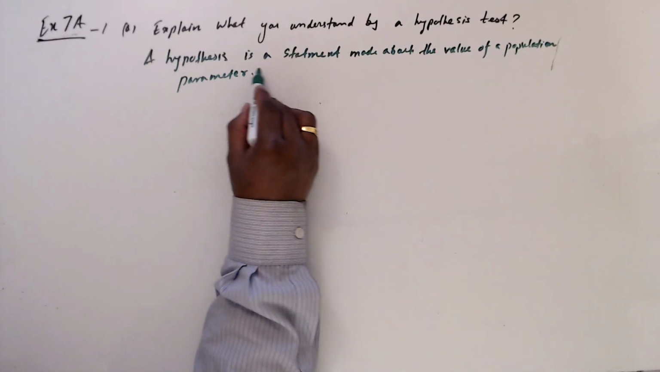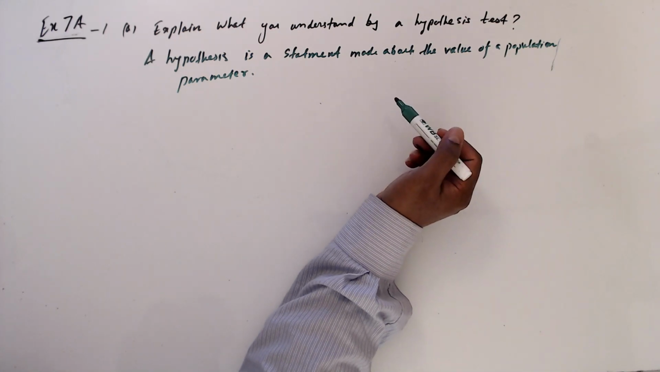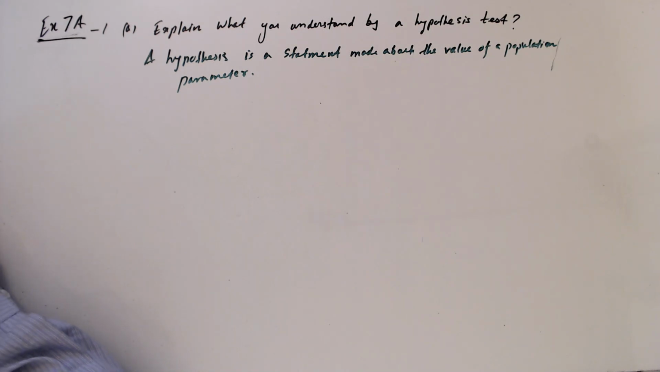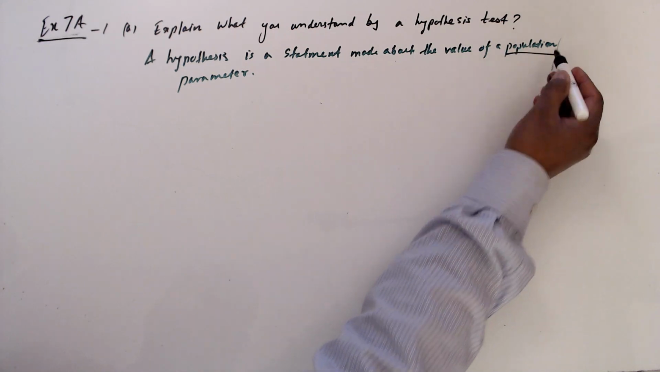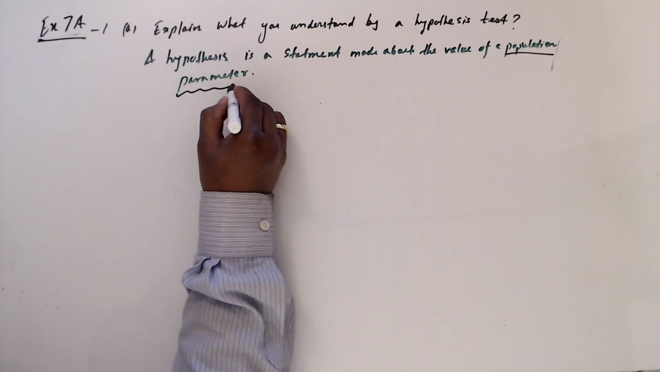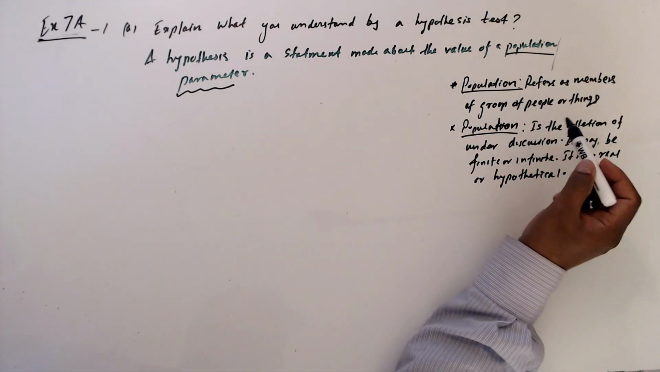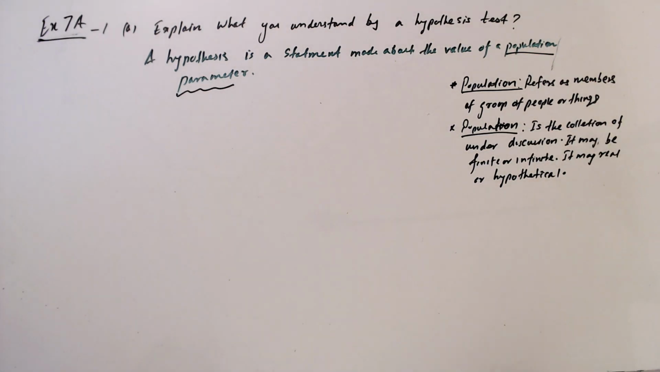A hypothesis is a statement made about the value of a population parameter. So first of all, we need to rewind: what is a population? Then what is a population parameter? Population refers to the members of a group of people or things in general. This is a very light meaning for it. So, members of a group of people or things.